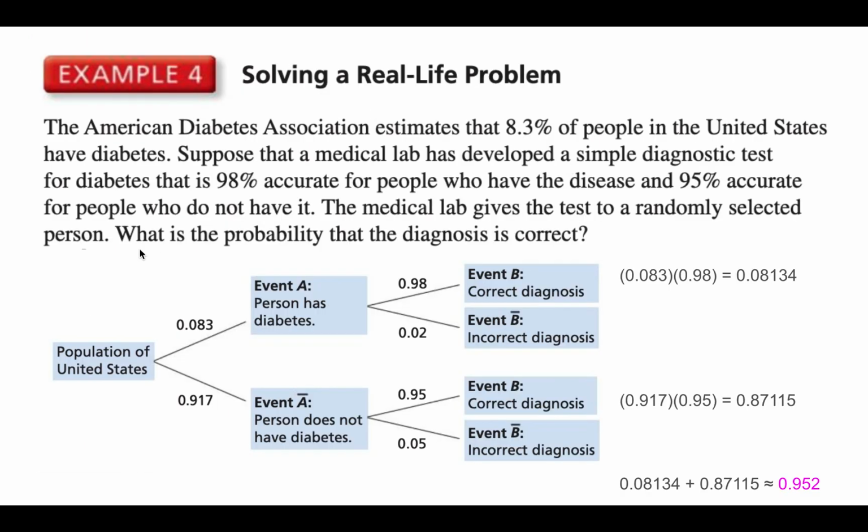Okay. One last problem that incorporates skills you've learned throughout this chapter so far. It says the American Diabetes Association estimates that 8.3% of people in the United States have diabetes. Suppose that a medical lab has developed a simple diagnostic test for diabetes that is 98% accurate for people who have the disease and 95% accurate for people who do not have the disease. The medical lab gives the test to a randomly selected person. What is the probability that the diagnosis is correct?